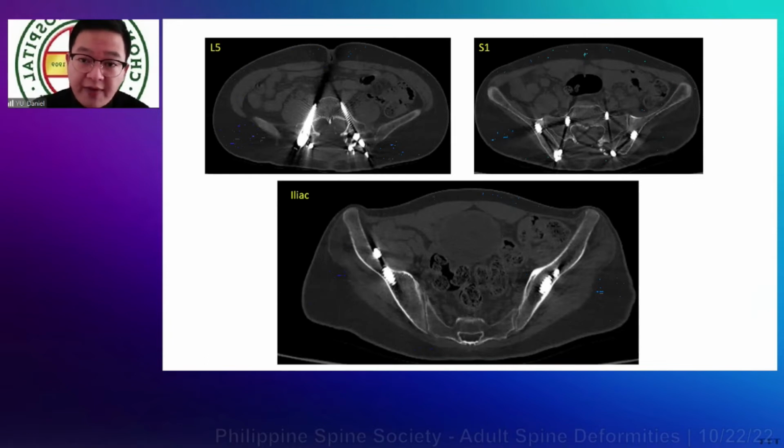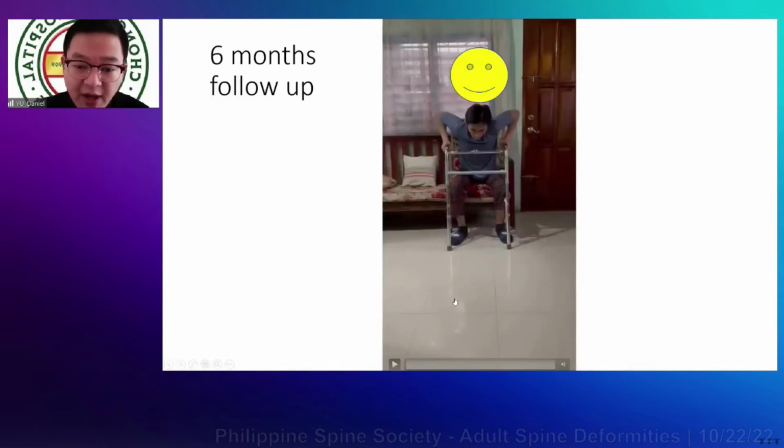So this would be the L5 to iliac CT scan image. And at 6 months follow-up, the patient is now able to do assisted ambulation.